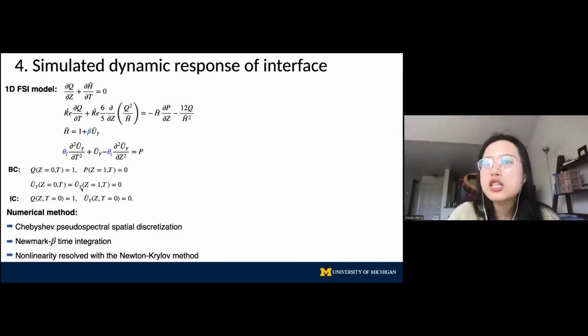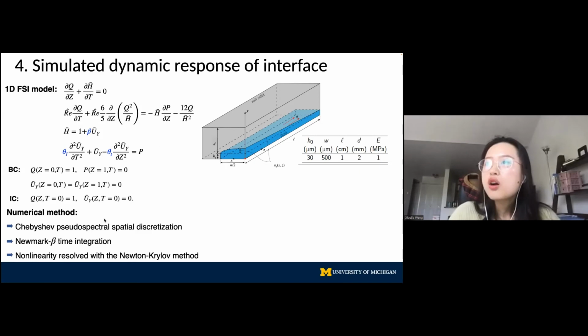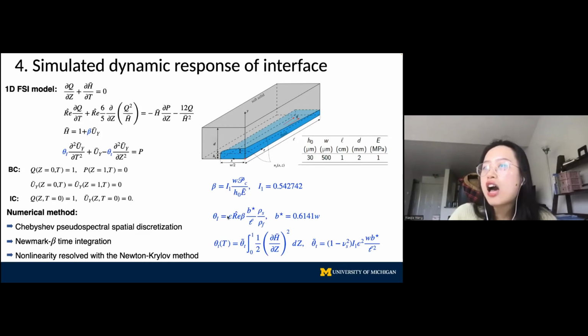This set of equations can be solved with Chebyshev pseudospectral spatial discretization combined with numerical time integration. And at each time step, we will face a nonlinear system. That system can be solved using Newton-Krylov methods. The example case we chose is the commonly seen thick-walled microchannel with its geometrical properties and material properties tabulated in this table. And this is how we calculate all of the non-dimensionalized parameters.